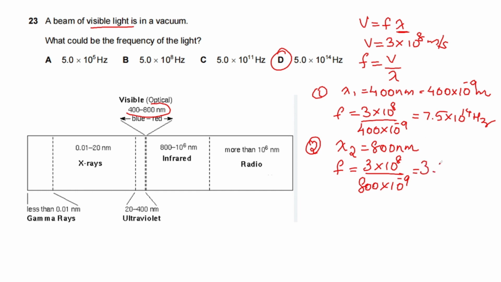This would be 3.75 times 10 to the power 14 hertz, which means that the frequency is ranging from 3.75 to 7.5. So this value clearly gives the frequency of this visible light. So option D.